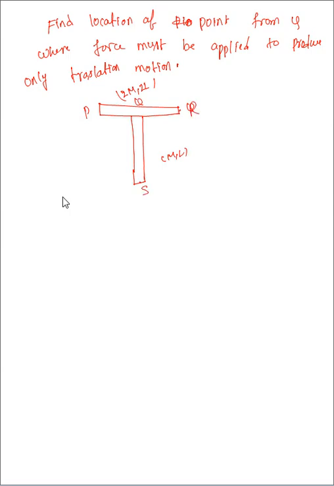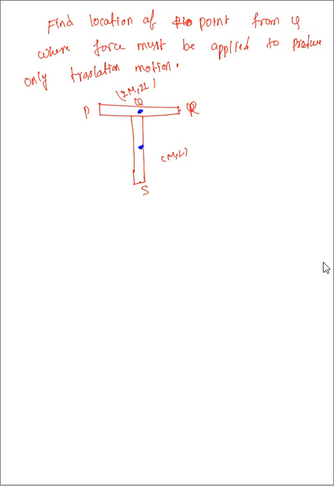From point Q, where do we need to apply force to produce only translation? If you apply force at the center of mass, you get translation motion generally. So you need to calculate the location of the center of mass. For this uniform mass rod, the total mass is assumed to be concentrated exactly at the center, so the center of mass for this one lies exactly here.